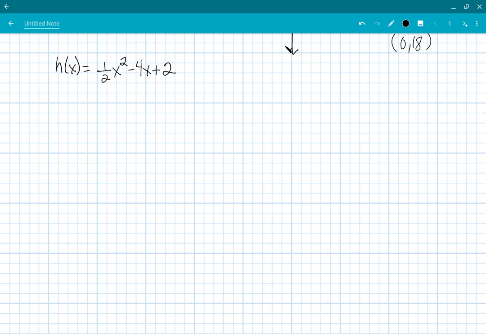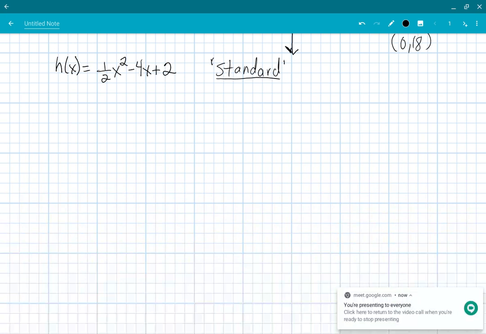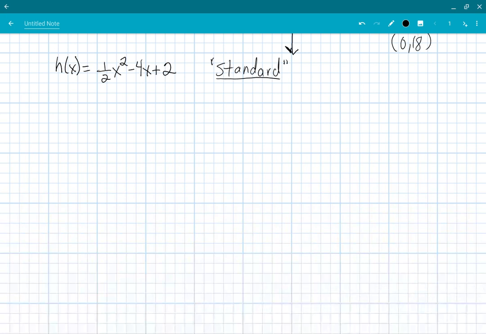All right, this is standard form. And standard is, in my opinion, the hardest one, because you can't find the vertex really easily, and you can't find the x-intercepts easily either. All you can find out is the, what do you guys think you could find out easily? If you can't find the x-intercepts or y-intercept, what could you find out easily? What do you guys think?